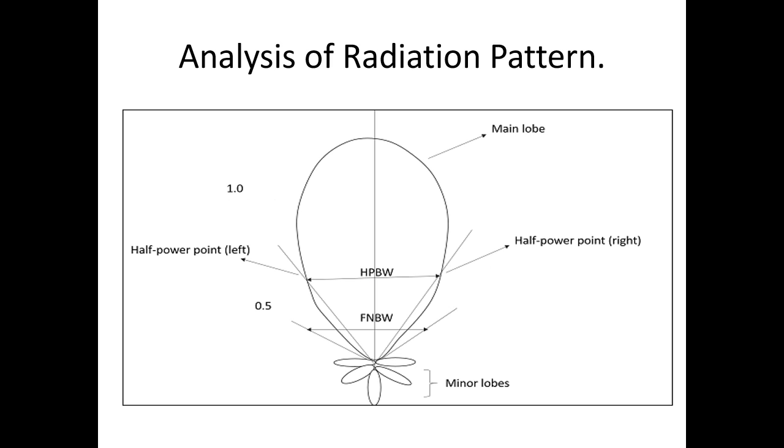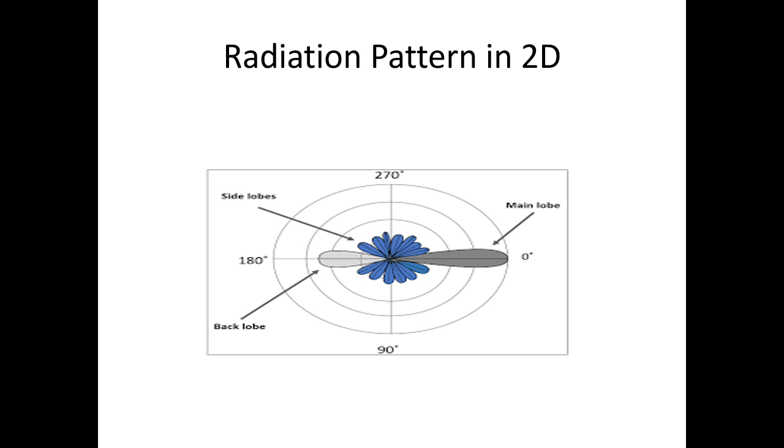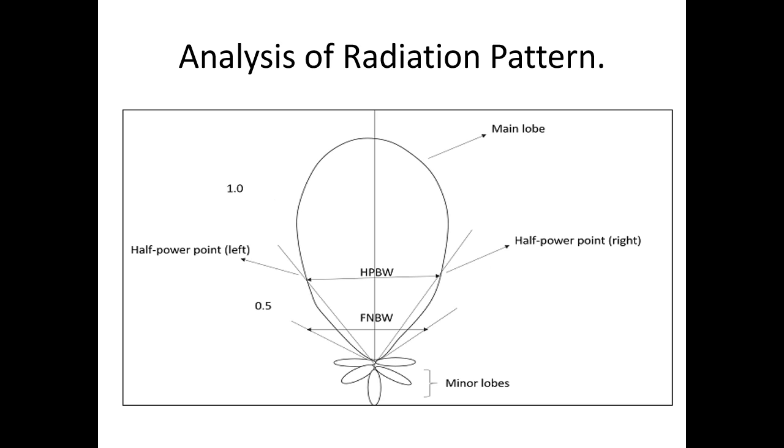This is again a blown up portion of the main lobe. This is used for the analysis of the radiation pattern. This helps us understand the antenna more. This tells us in which direction the maximum radiation is given, and what the minor lobes are in comparison.